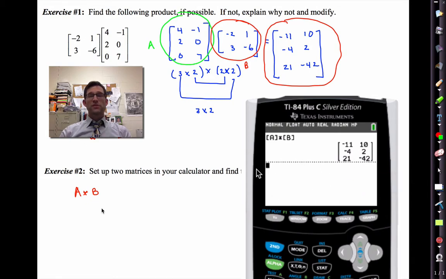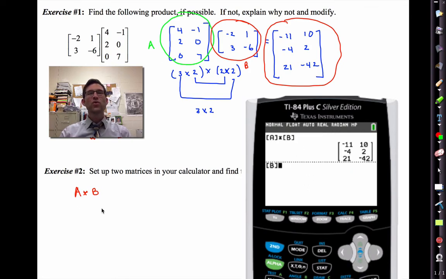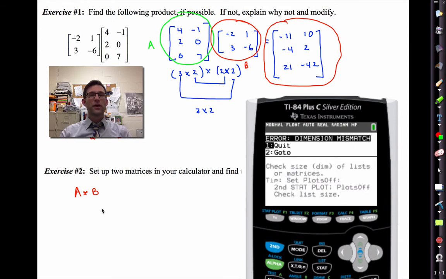Now, a couple things. Try this really quickly on your calculator. Try to do B times A. See what happens. Gives you an error, right? And even the name of the error is instructive, because what it's indicating is it can't even do the multiplication. So that tells me one thing for certain: multiplication of matrices is not commutative. Now, we probably already figured that out yesterday, but it can't be done.